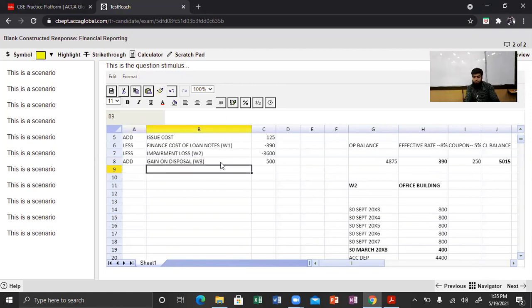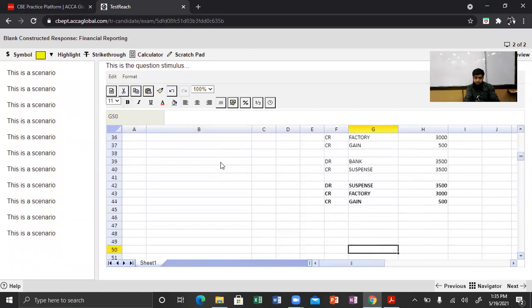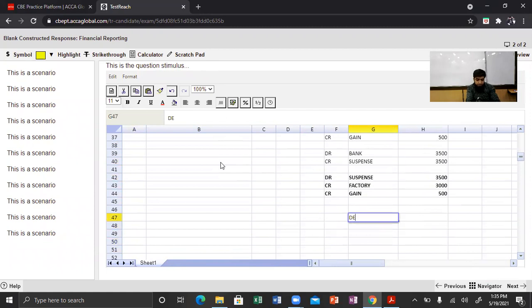One more thing, we have calculated depreciation for the office building for the year, and that should have been accounted for. And we need to calculate the depreciation for factories as well. Depreciation for the factory, and if that asset is disposed of in the middle of the year, it means that depreciation for half a year is required.